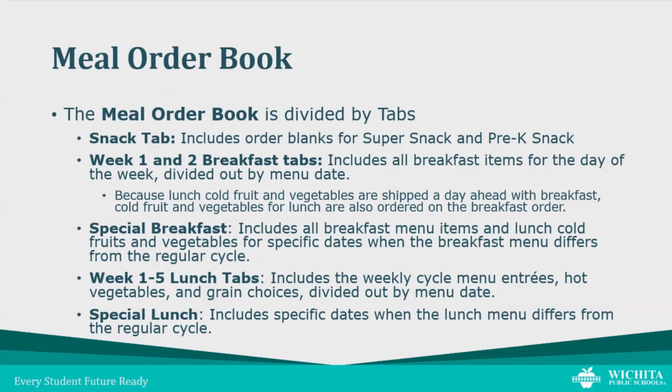The special breakfast tab includes all breakfast menu items and lunch cold fruits and vegetables for specific dates when the breakfast menu differs from the regular cycle. The week 1 through 5 lunch tabs include the weekly cycle menu entrees, hot vegetables, and grain choices divided by menu date. The special lunch tab includes specific dates when the lunch menu differs from the regular cycle.